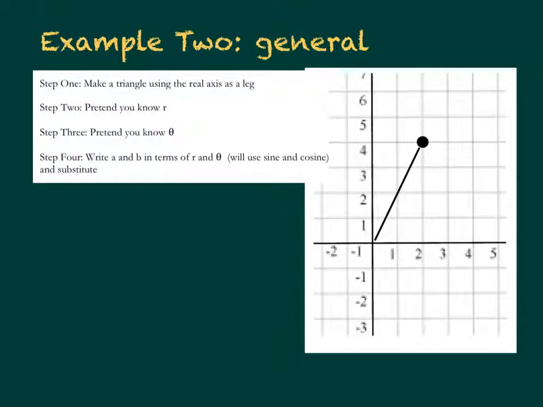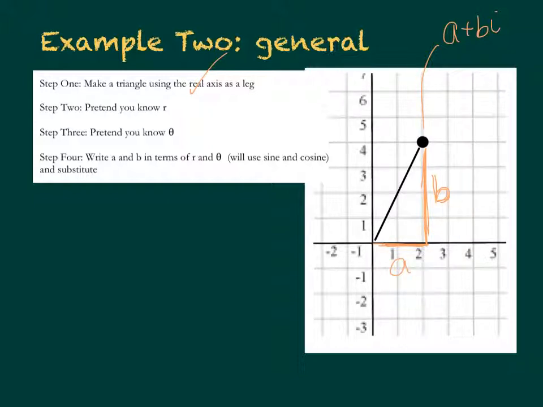Let's look at this in general. So instead of calling this point 2 plus 4i, I'm just going to call it a plus bi. So I'm going to call this part a, my real part, and this b, my imaginary part.